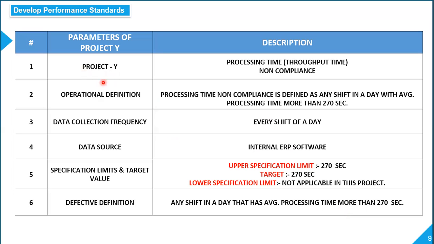So to revise again, in the performance standard, the six core elements are: project Y, operational definition of project Y, data collection frequency, how frequently we are collecting data, source of the data, specification limits and target value, and finally, defective definition. These are the six elements we have. This document, as we already mentioned, is going to set the direction of the project by converting the problem into measurable characteristics. And that is the power of the performance standard document. Let's go to the next slide.